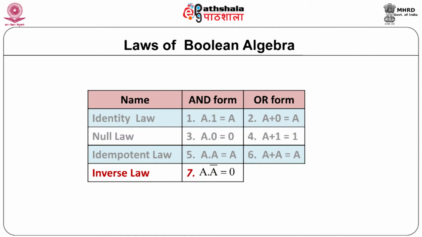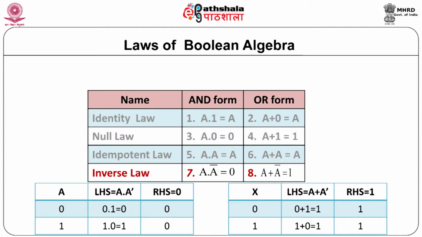The inverse laws are discussed now. Law 7, A and not A is equal to 0, that is a variable ANDed with its complement results in 0 output. Law 8, A or complement of A is equal to 1, that is a variable ORed with its complement results in 1 output. One can verify these laws by substituting the values of the variable 0 as well as 1.